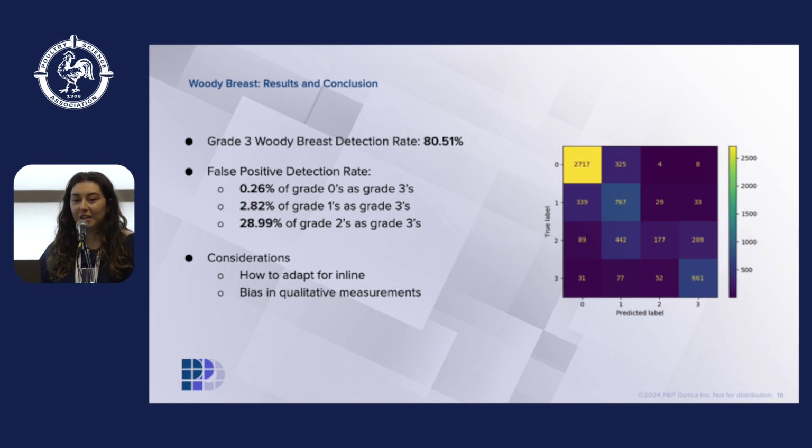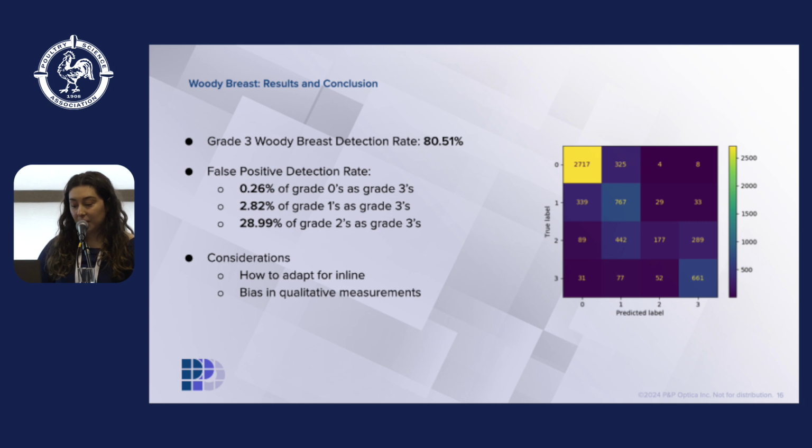Now, looking at these results, I know that the grade 2s have a rather high false positive rate. When we were looking back at this data, we came to some conclusions around the fact that this data set had been defined qualitatively based on a visual and manual inspection of the chicken. This is not as scientifically accurate because it's already inherently got human bias in it.